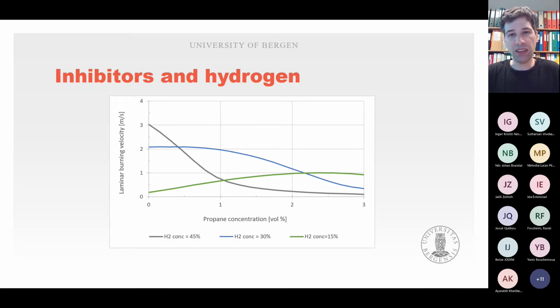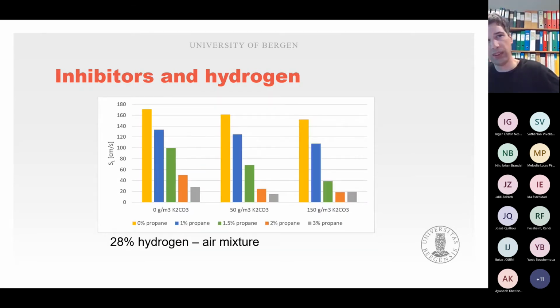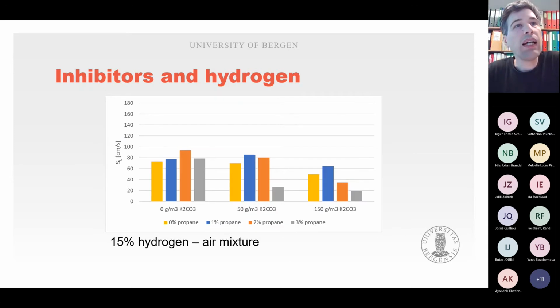So what I've been looking into is combining these two. I tried to add propane, and then in addition add potassium carbonate, and you can see this is for near stoichiometric mixtures. The yellow ones is without propane. You can see that the potassium carbonate almost has no effect. But when adding propane, you can actually get very reduced laminar burning velocities.